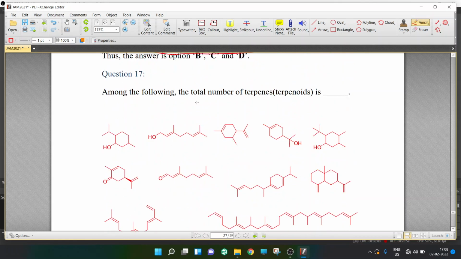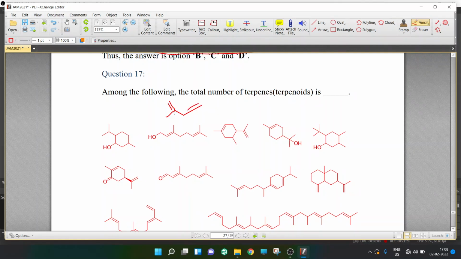Next question. Among the following, the total number of terpenes, terpenoids. Terpenoids are terpenes with OH. So terpenes, you know, is the isoprene unit. I have shown you in a previous question paper also, if I remember well. So it is having a 5-membered ring. Okay, so basically it is something like this and like this.